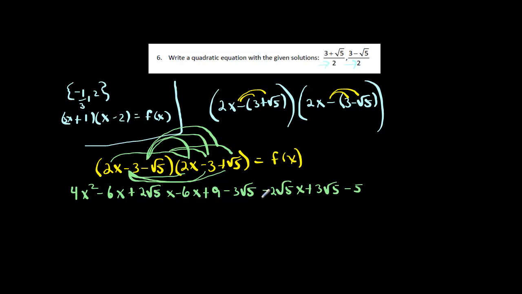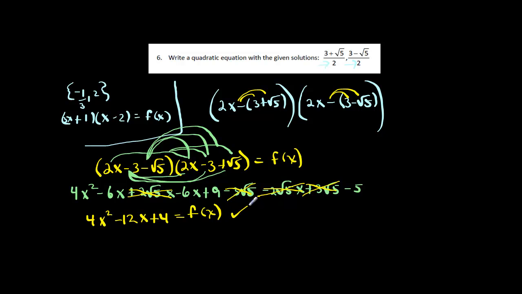But you'll notice there's a lot that we can cancel out. The positive 3 root 5 minus 3 root 5, that cancels. The negative 2 root 5x and the positive 2 root 5x, those cancel. Then we're just left with regular stuff. So 4x squared. We have a negative 6x and a negative 6x. That's negative 12x. And then 9 minus 5 is 4. And that can be your function.